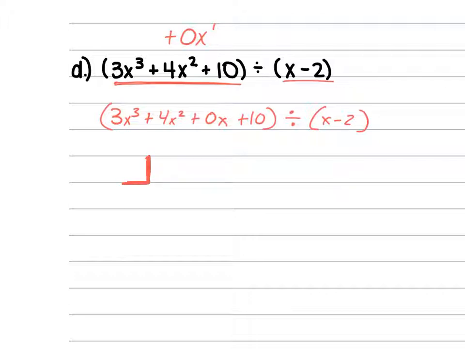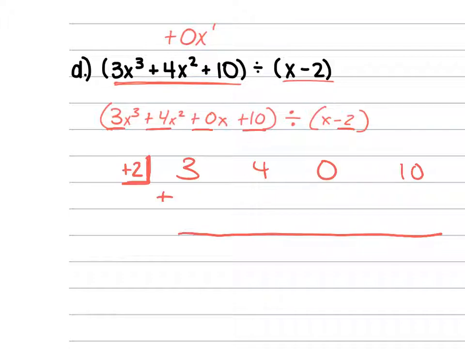A positive 2, not a negative 2, the opposite of that number. Now I need some numbers on the other side of that L. What numbers will I use? 3, 4, 0, and 10. Now here's the part where most people just want to get the steps down. What do I do with the very first number? Bring down the 3.